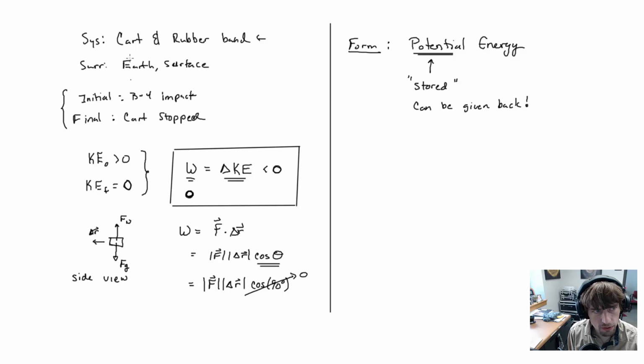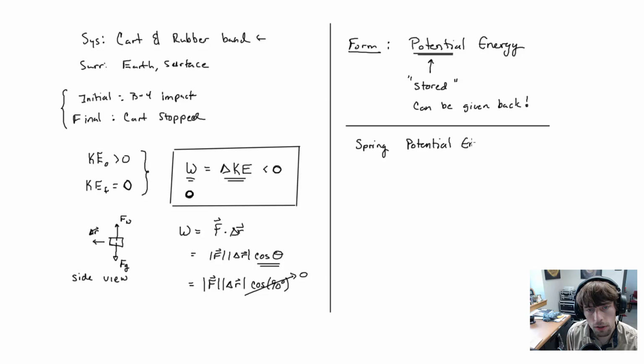So in this case, where we're dealing with the cart and the rubber band, there's a form of potential energy that gets stored. And you probably already know what it is. We'll call it the spring potential energy. Ask yourself for a moment, what do you think the observable would be for the spring potential energy? It's how much an object is deformed. This is the energy that we will associate when an object in our system becomes deformed.